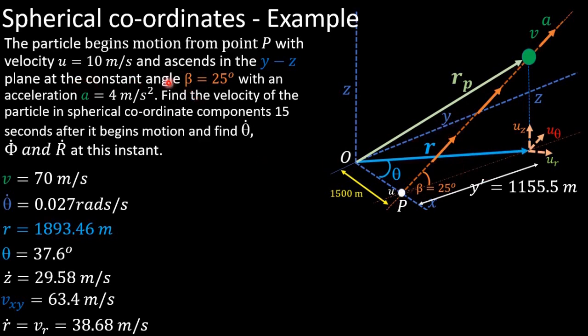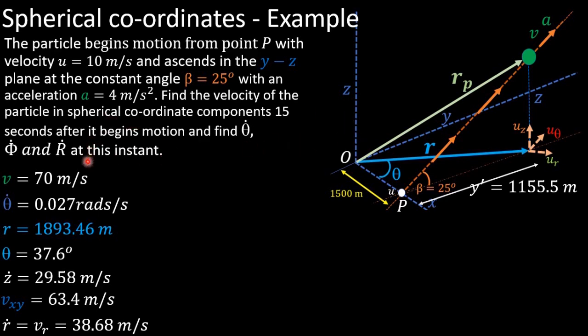So with a constant angle beta equals 25 degrees, and an acceleration of a equals 4 meters per second squared, find the velocity of the particle in spherical coordinate components 15 seconds after it begins motion, and find theta dot, phi dot, and r dot at this instant.